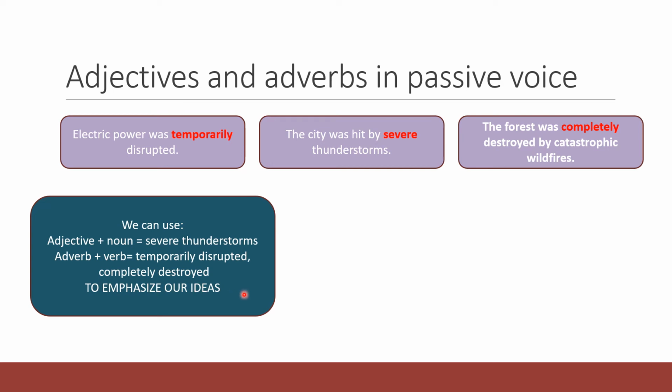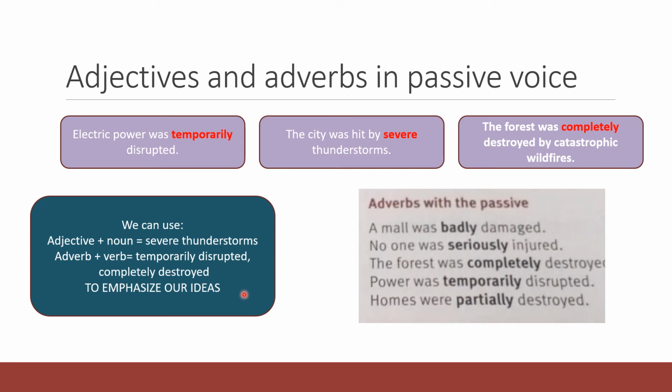Remember that the passive voice focuses on the idea, on the thing that we're talking about, and is especially used when you are writing scientific articles. Let's check more examples of adverbs. A mall was badly damaged. No one was seriously injured. The forest was completely destroyed. Power was temporarily disrupted, and homes were partially destroyed.